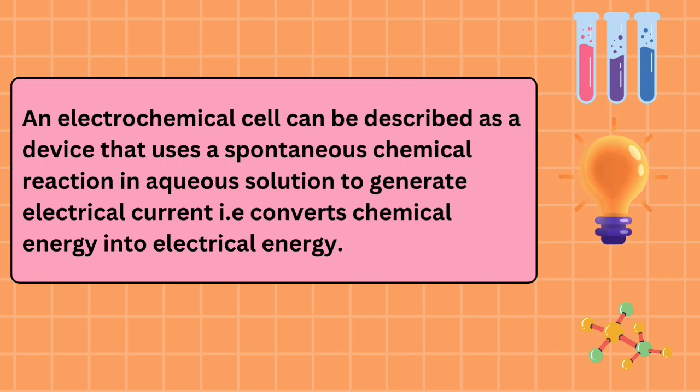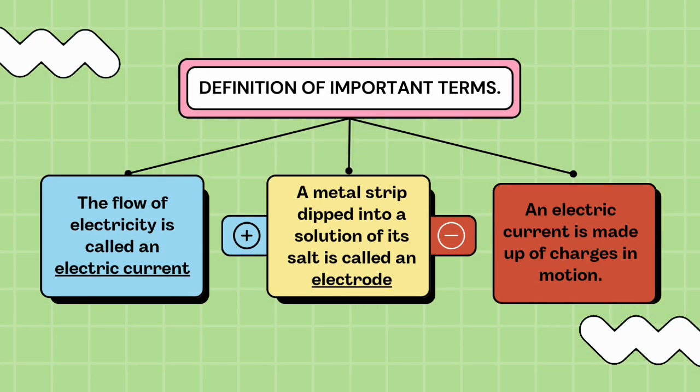When we explore this concept, we are going to meet some terms. We have to define them separately, and then we get into the concept. The flow of electricity is called an electric current. A metal strip dipped into a solution of its salt is called an electrode, which might be positive or negative. And an electric current is made up of charges in motion. So we will encounter all these terminologies in this video as we explain a typical galvanic cell.